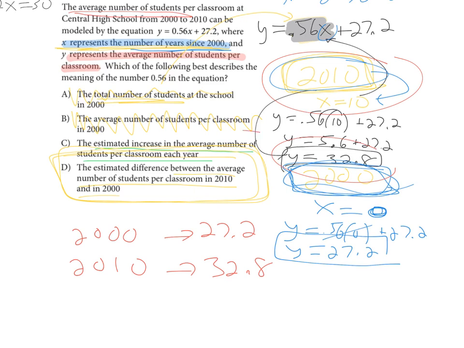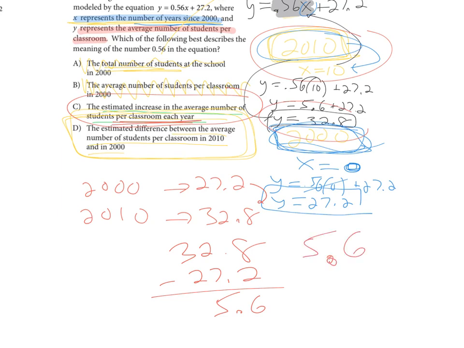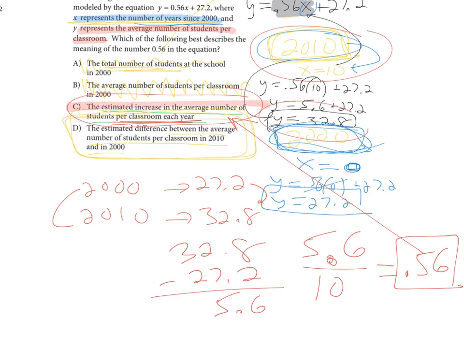Letter C, the estimated increase in the average number of students per classroom per year. Well, what is the difference between these two numbers? 32.8 minus 27.2 is going to be 5.6. So over the 10 years, the average number of students increased by 5.6. But this is a 10-year difference. So each year, there's a 0.56 increase. See, letter C, I think, is going to be the answer.